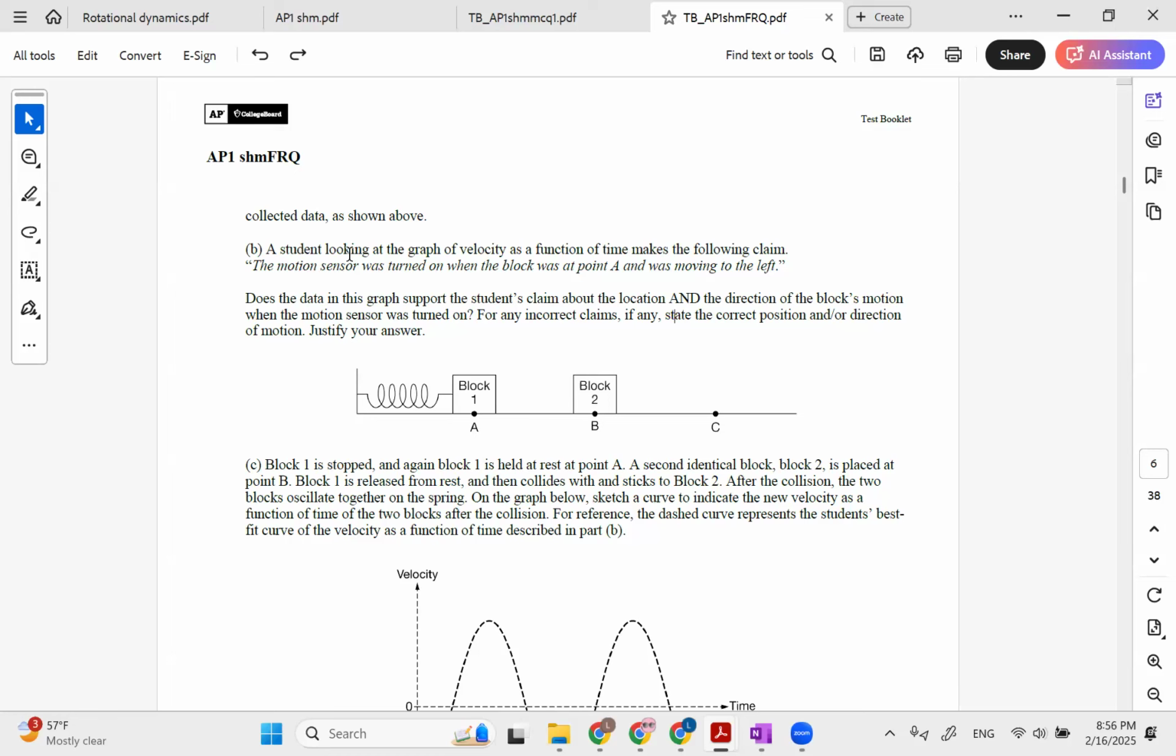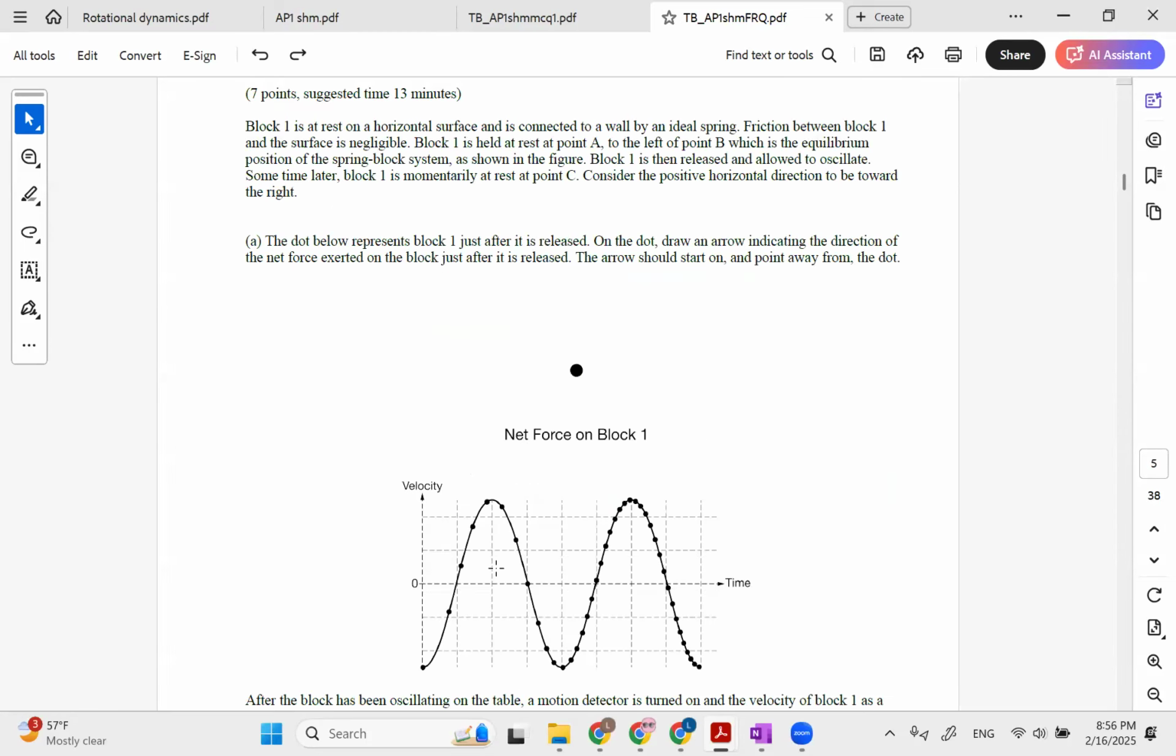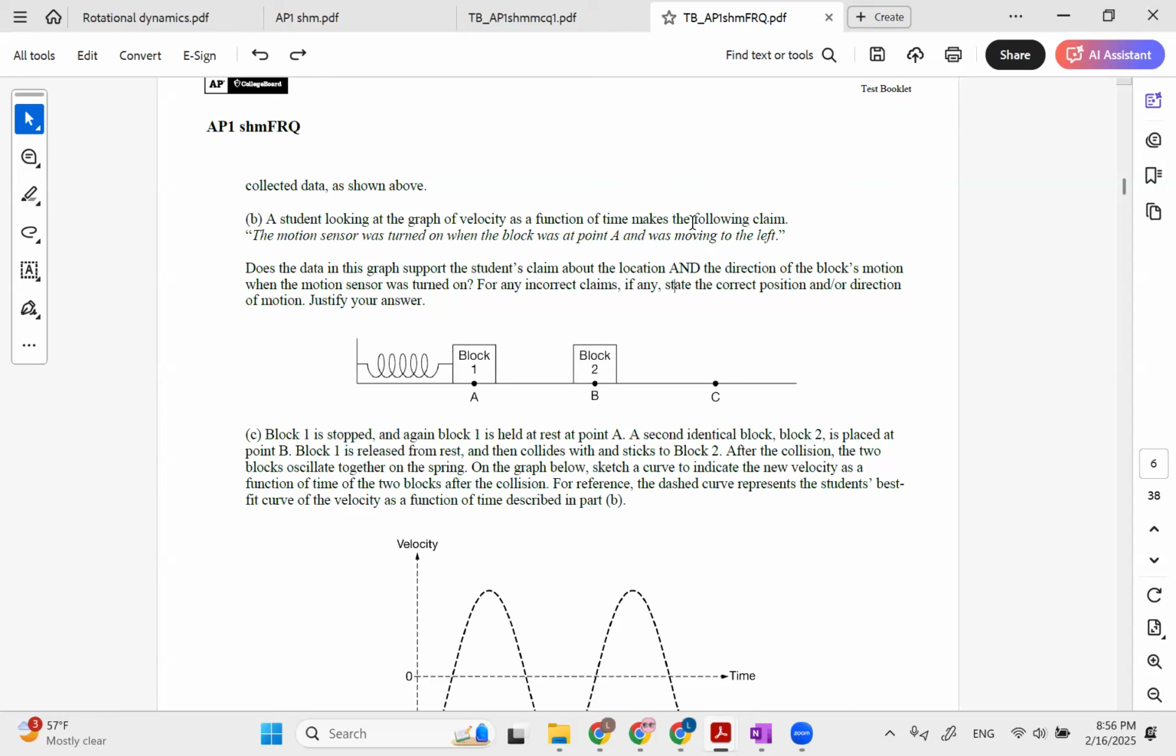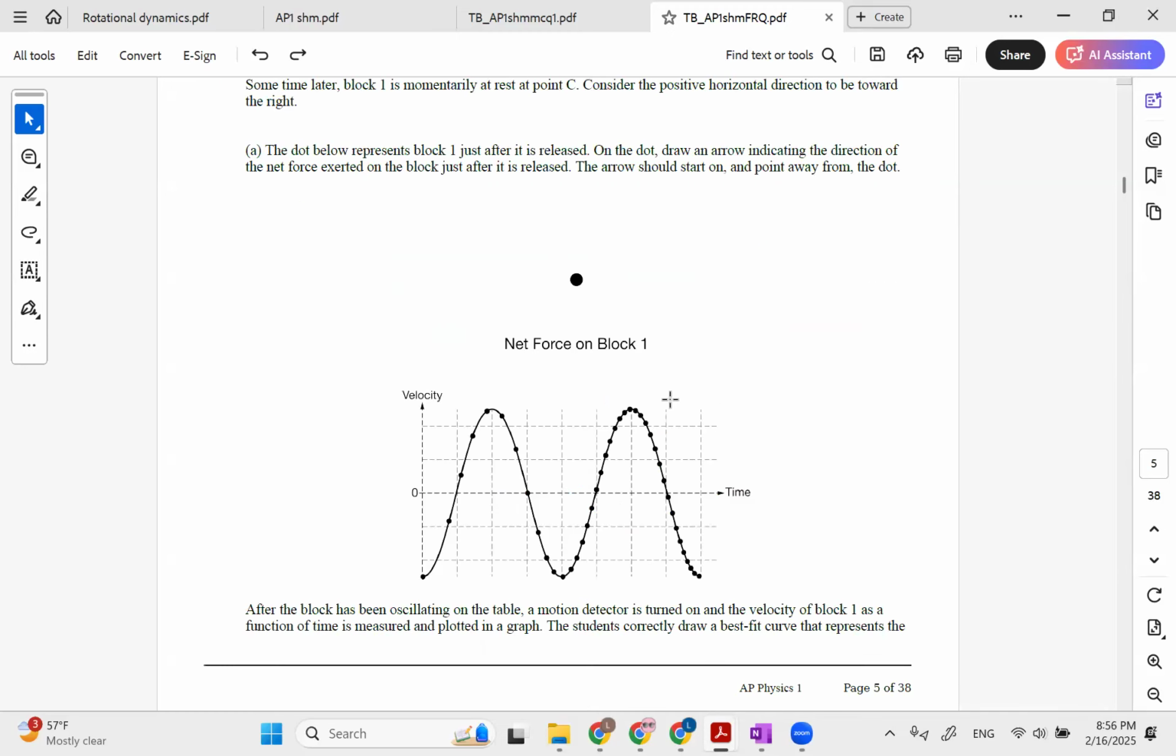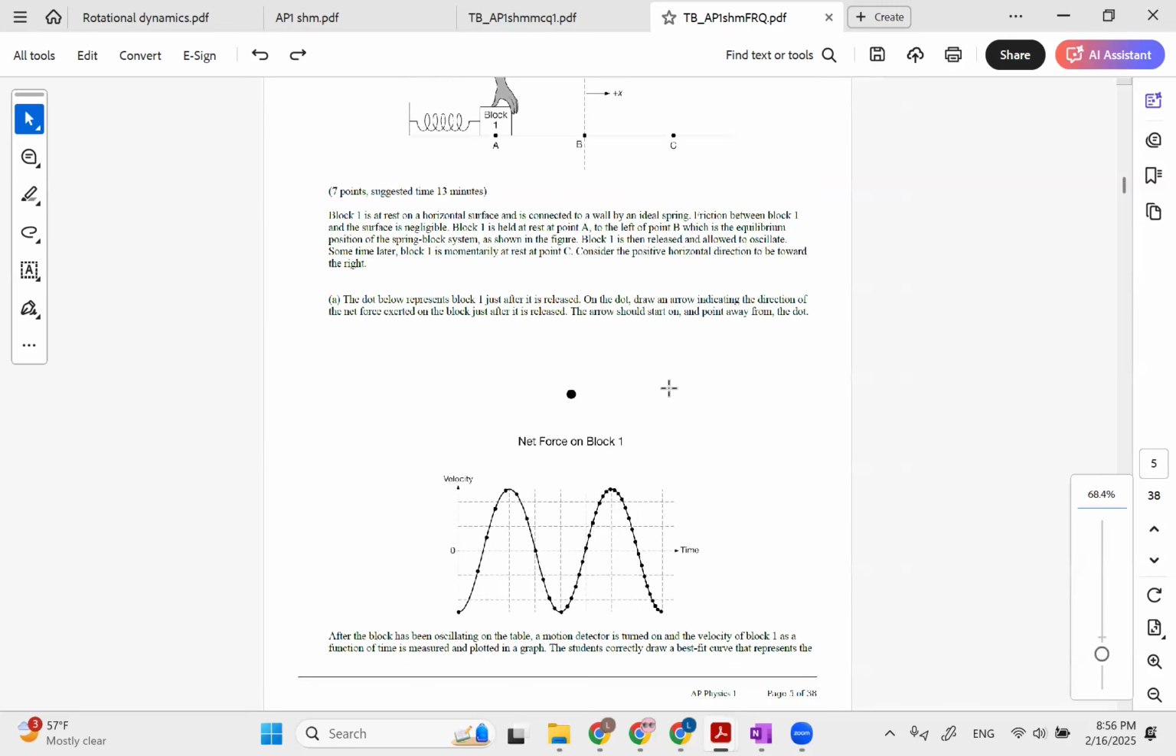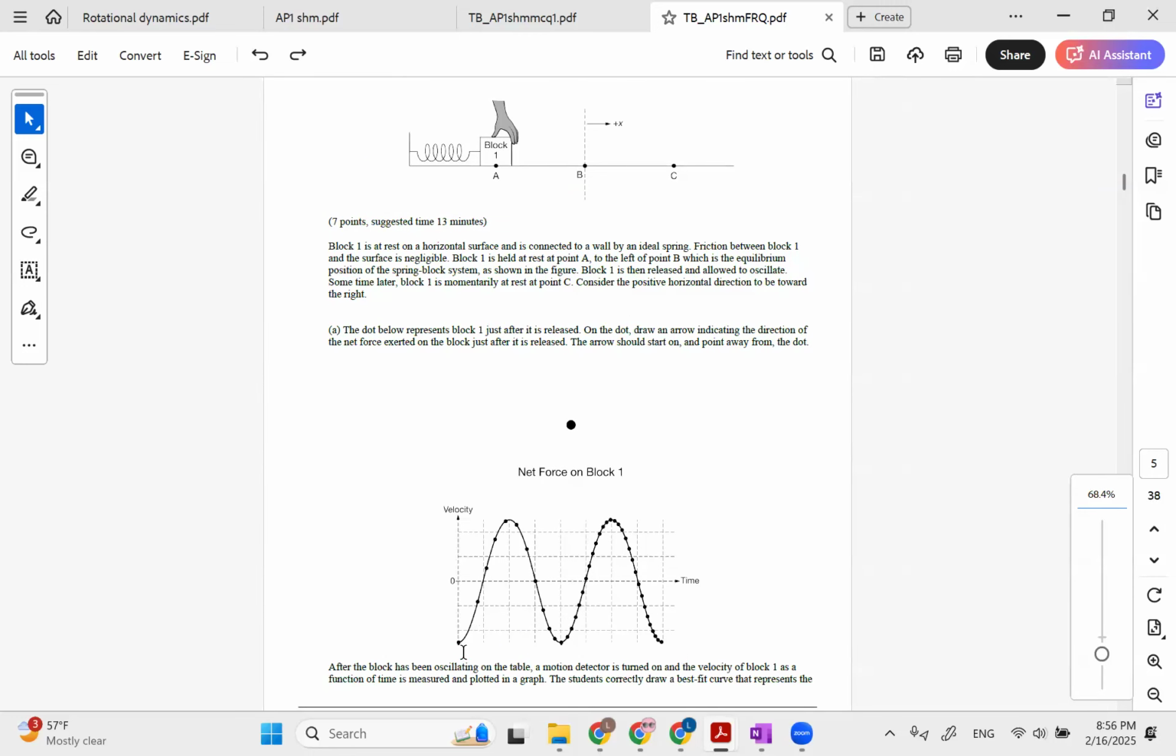Over here it says the student looked at this graph of velocity as a function of time. The motion sensor was turned on when the block was at point A and was moving to the left. Do you think when t equals 0, the velocity is negative maximum at point A? At point A, when it's released, V will be 0. So it cannot be point A, right?